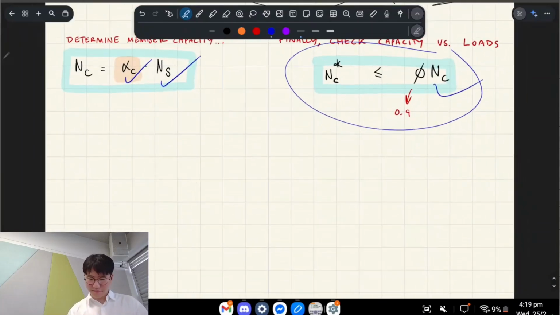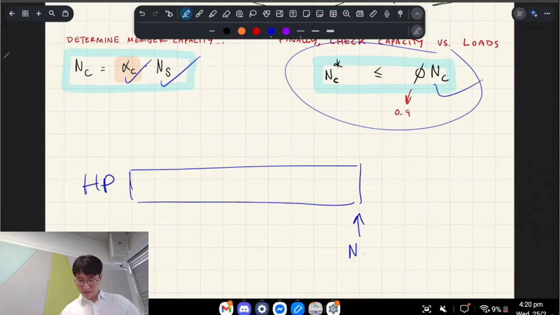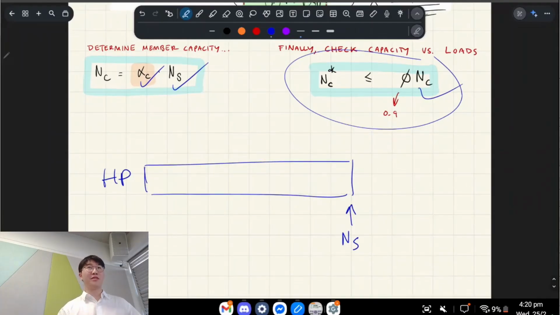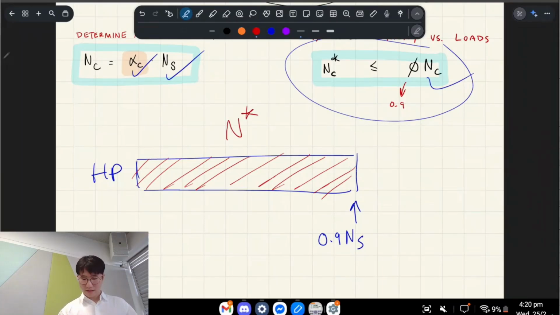Okay, one more thing I want to talk about. Imagine your capacity as a health bar, okay? So your HP. Over here is NS, which you calculated. That's how much the section can take in terms of capacity. Let's call it 0.9 because of the capacity reduction factor, right? So your loading, which I'll do in red, might be like this, and it might be able to reach 95% of this, your capacity.